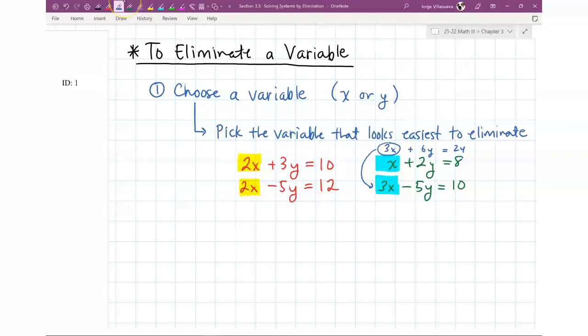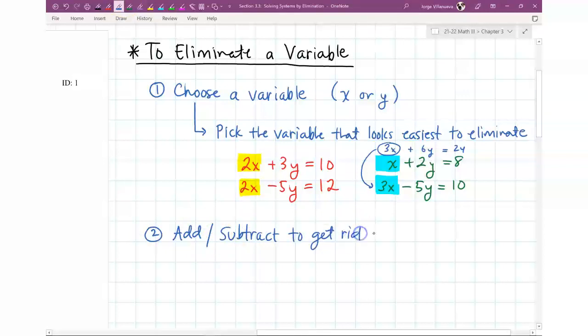Okay, now part 2 is going to say add or subtract to get rid of the variable.